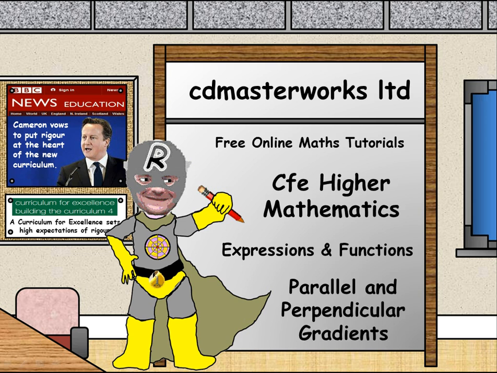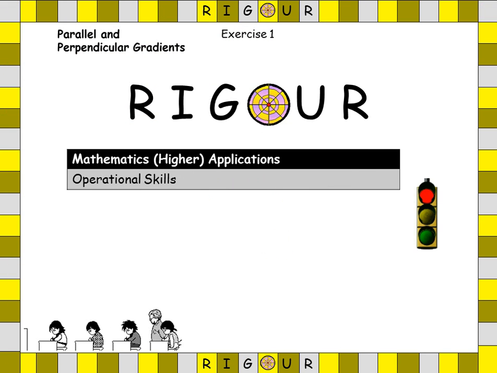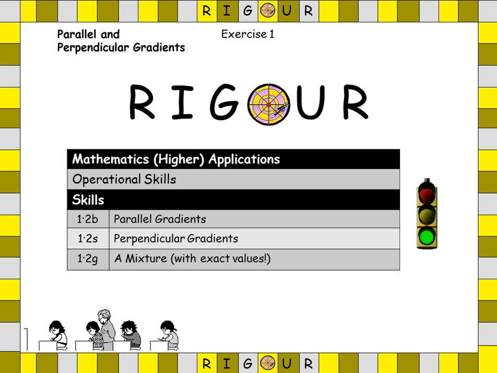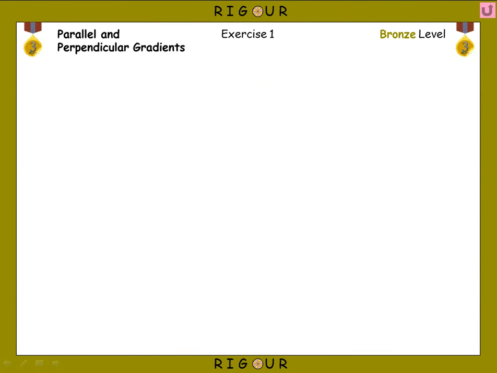So we've got another wee module from the expressions and functions unit for you today. We're going to be looking at parallel and perpendicular gradients, and we're going to split these skills up as follows. Look at parallel gradients first of all, then we'll look at perpendicular gradients, and then finally we'll finish with a wee mixture where we're going to introduce some exact values into proceedings.